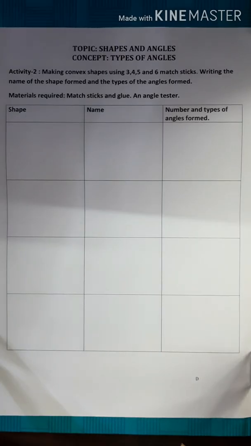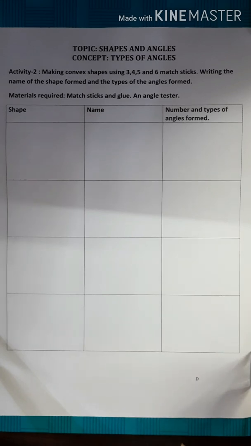Now let's move on to yet another activity to clear the concepts of types of angles. Here we are going to make some convex shapes using 3, 4, 5 and 6 matchsticks. We will write their name and the shape formed and also the types of the angles formed.